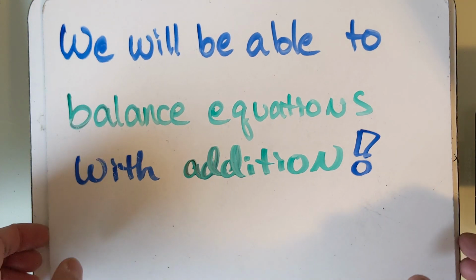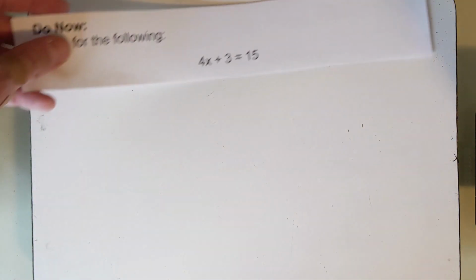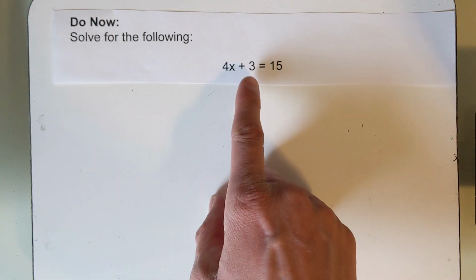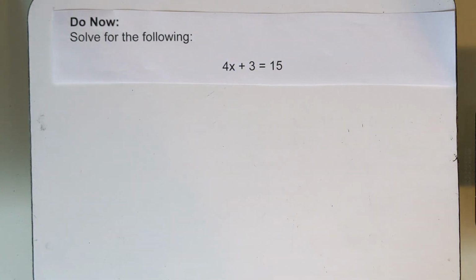Let's go ahead and just get started with our do now. Looking at our do now, it says the following. Just solve for 4x plus 3 is equal to 15. Again, 4x plus 3 equals 15. Go ahead. You'll have a chance to complete this on your own and unpause the video when you're ready. So go ahead and pause it in the next 5, 4, 3, 2, and 1.